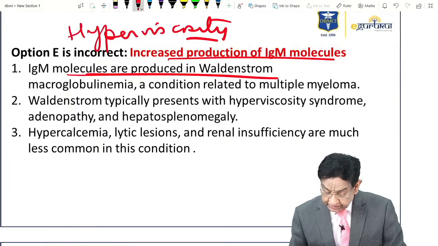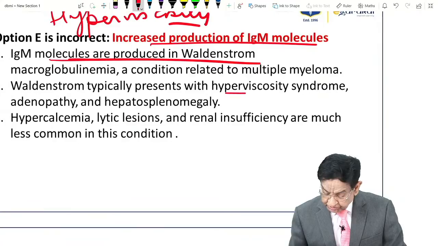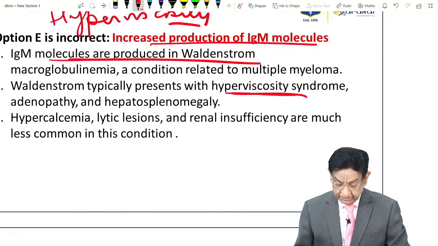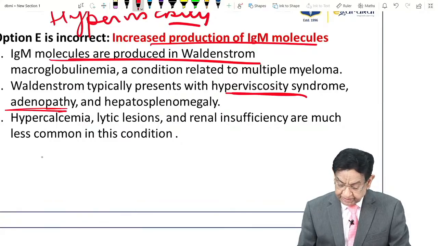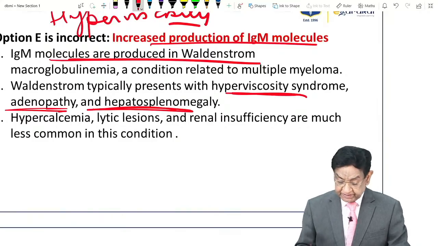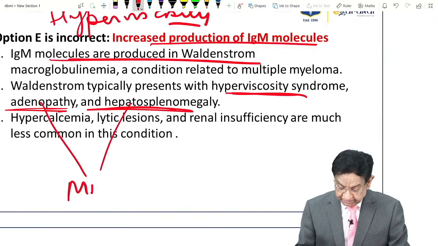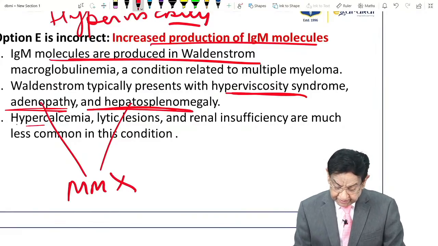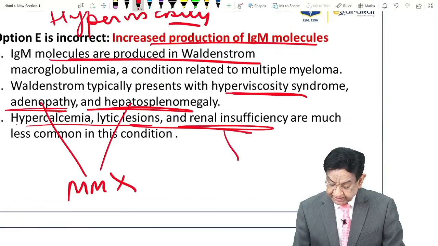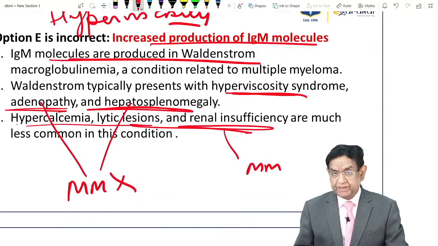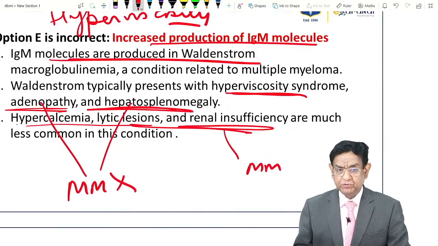As I told you, in Waldenstrom, the hyperviscosity features are there because IgM is a very big molecule. Lymphadenopathy and hepatosplenomegaly are seen in Waldenstrom, these features are not seen in multiple myeloma. Very, very important point: hypercalcemia, lytic lesion, renal failure are seen in multiple myeloma. They are not seen in Waldenstrom macroglobulinemia. So this possibility is also ruled out.